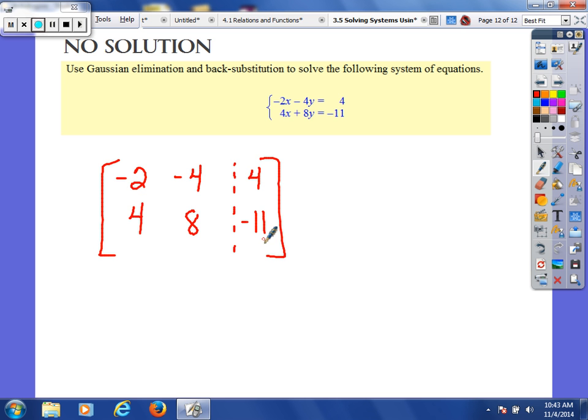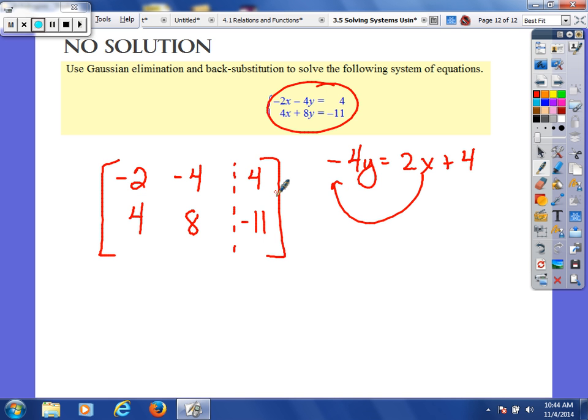Okay. And so again, I have -2, -4, 4, 4, 8, -11. Make sure it's in standard form before you put them in. Okay. And so if it was written a different way, you would need to go ahead and move the x over here first. But let's go ahead and go here. Now I need to make this a 1, so I divide everything by -2. So row 1 divided by -2 ends up being 1, 2, and -2.